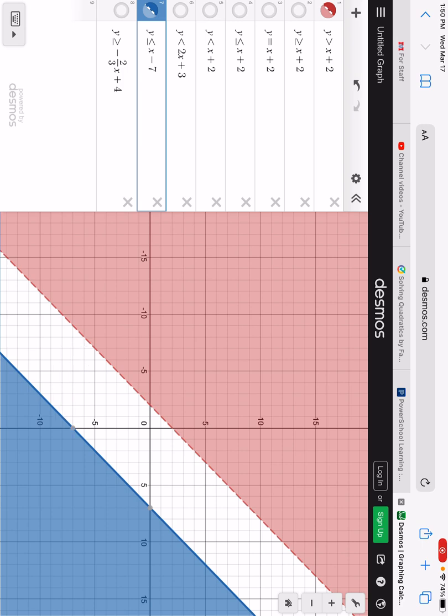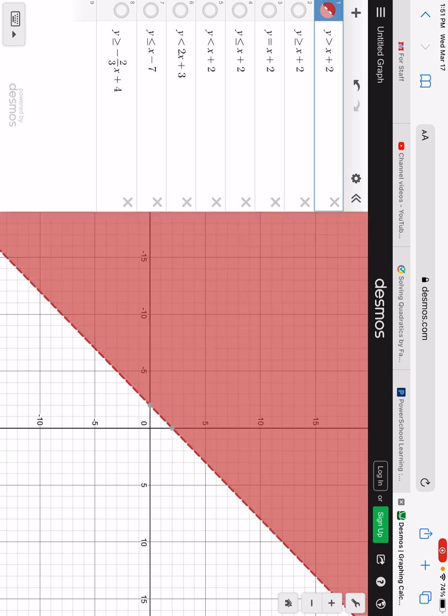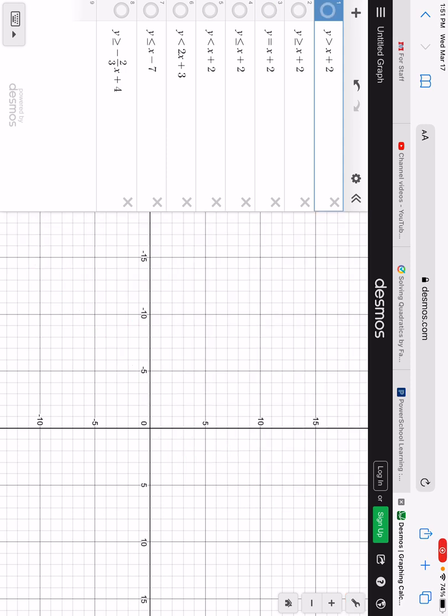And if we turn on our points here, we're going to see that that b value, that -7, that's where your line crosses through the y-axis. So up here at the plus 2, the line crosses through the y-axis at 2. We could look at this one. Let's turn that one off.